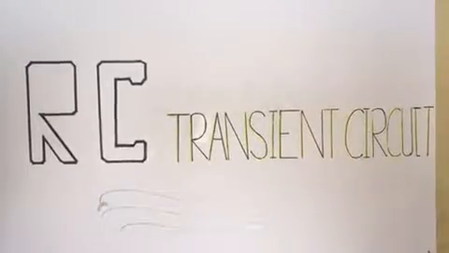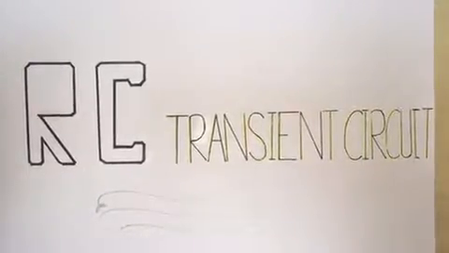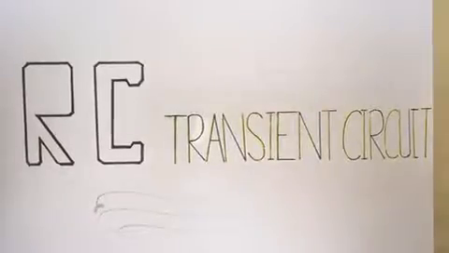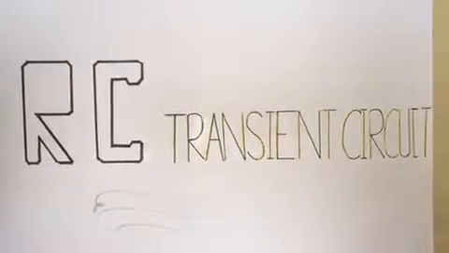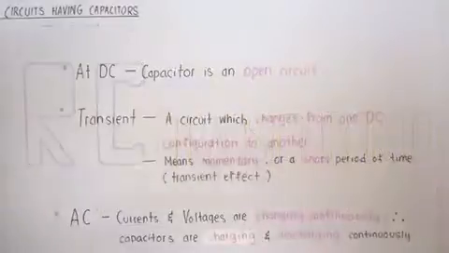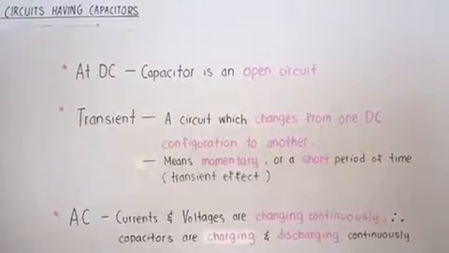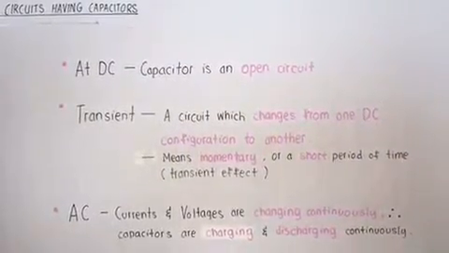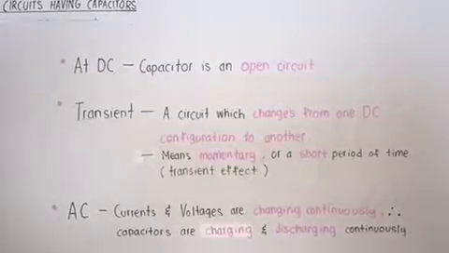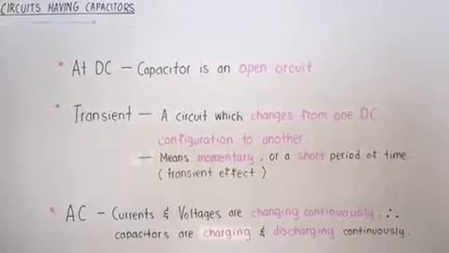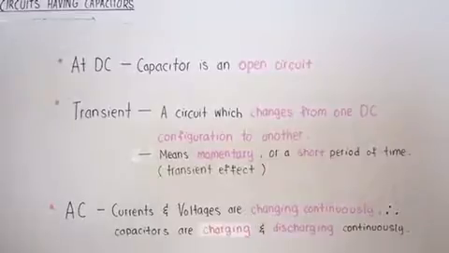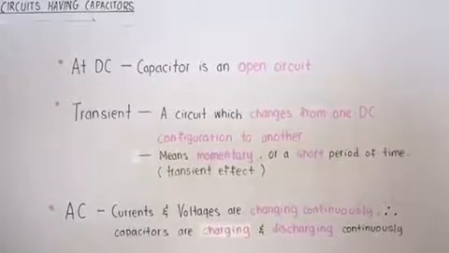AC is an incredibly wide topic consisting of sinusoidal waveforms, complex number calculations, and more. But for today, we'll be concentrating on the RC transient circuits. With a DC power source, the capacitor is like an open circuit. Transient means momentary or for a short period of time. So a transient circuit is a circuit that changes from one DC configuration to another DC configuration.